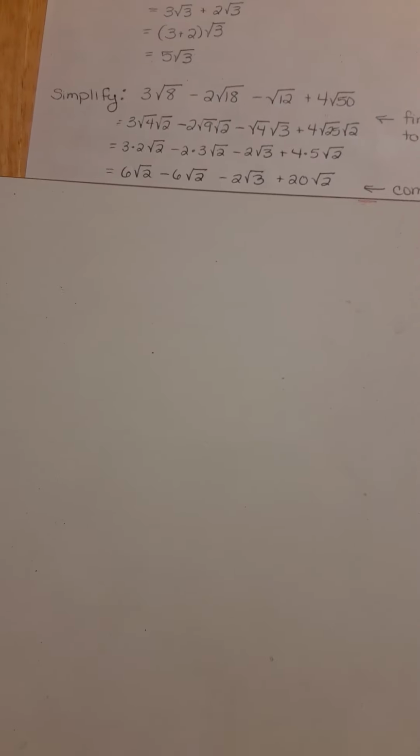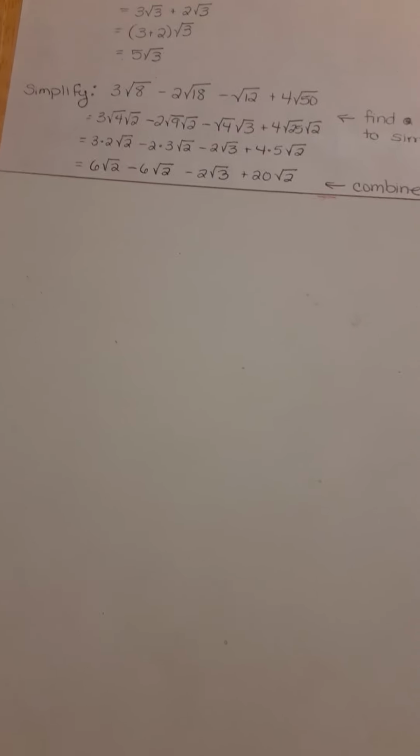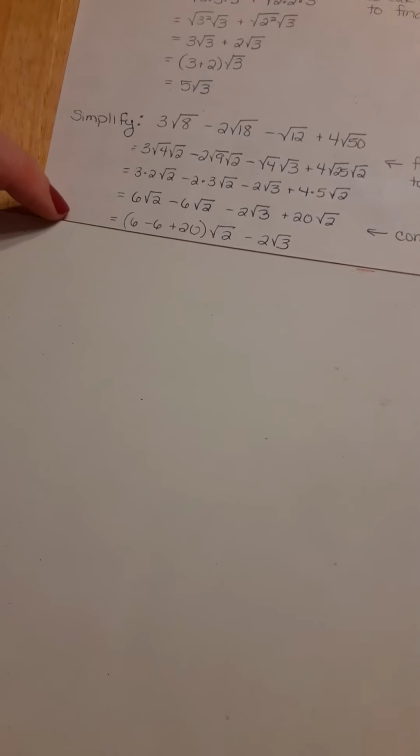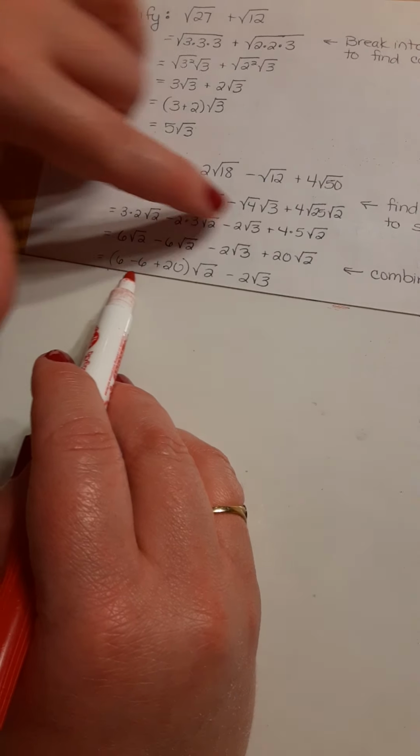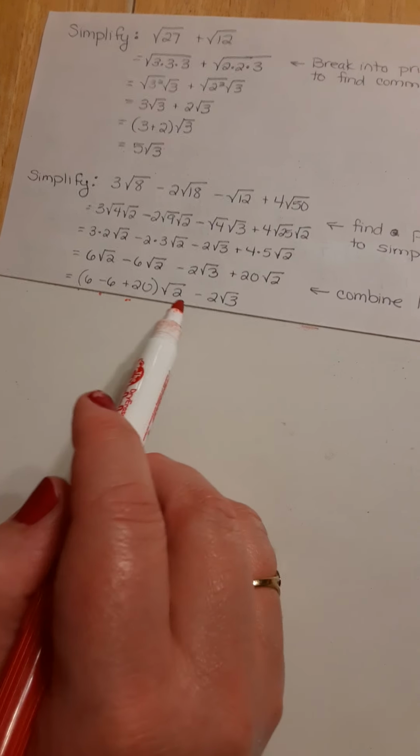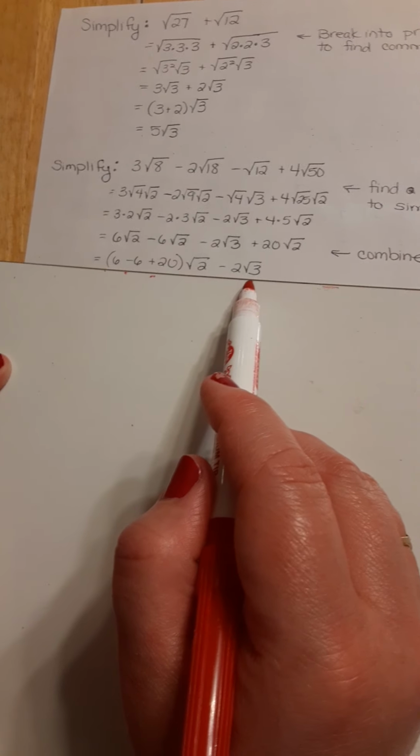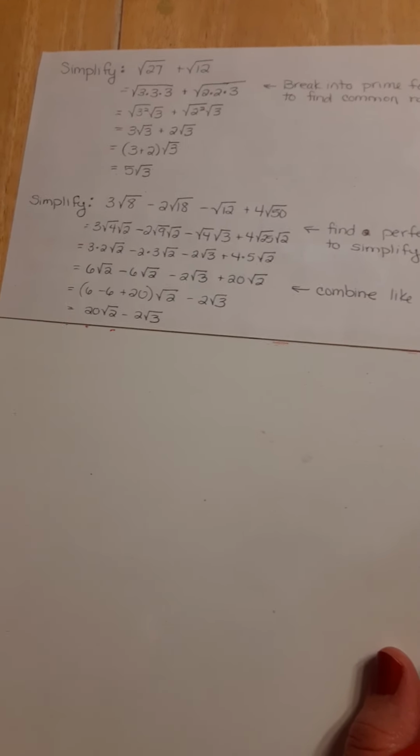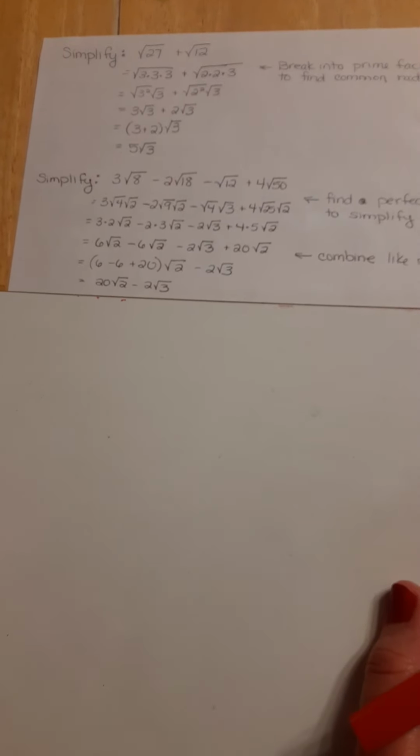Now that I've got those simplified, I'm going to look for the numbers that have the same number under the radicand sign, and I'm going to group them together. If you notice, it's the 2's here. So I have 6, there's my minus 6, and then I have this 20 way down here. This negative 2 times the square root of 3 has to hang out in the back here. There's nothing that I can combine it with. So now I'm left with just doing the math, and I end up with 20 times the square root of 2 minus 2 times the square root of 3. That is my final answer. That is the last thing I can do to simplify it.